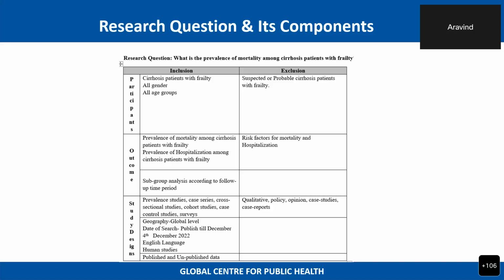Now, what is the outcome? That is also very straightforward here. It is the prevalence of mortality. That is my outcome, and we also saw another secondary objective, which was prevalence of hospitalization. That is why that has also been added here. But the primary objective is prevalence of mortality. So mortality is the outcome, and I'm saying the prevalence, or you can say mortality rate. And in the exclusion criteria, I'm leaving out all the risk factors for mortality and hospitalization. I'm bothered only about the prevalence. I'm not bothered about the studies which are reporting about the risk factors.